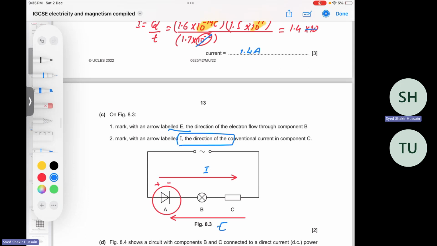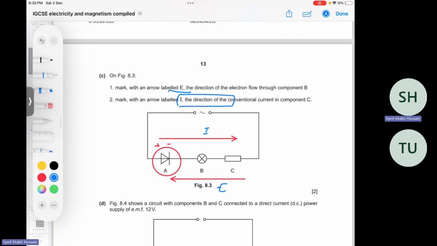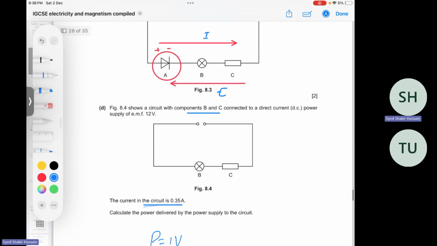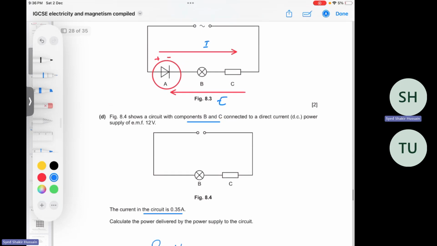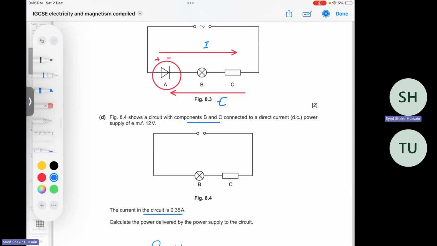All right. Good. Show the circuit with components B and C connected to a direct current DC power supply of EMF 12 volts. The current in the circuit is 0.35 amperes. Calculate the power delivered by the supply. So supply is how many volts? 12 volts. How much current is flowing? 0.35 amperes. So what is the formula for power? IV. Can I find power easily? Yes. All right.